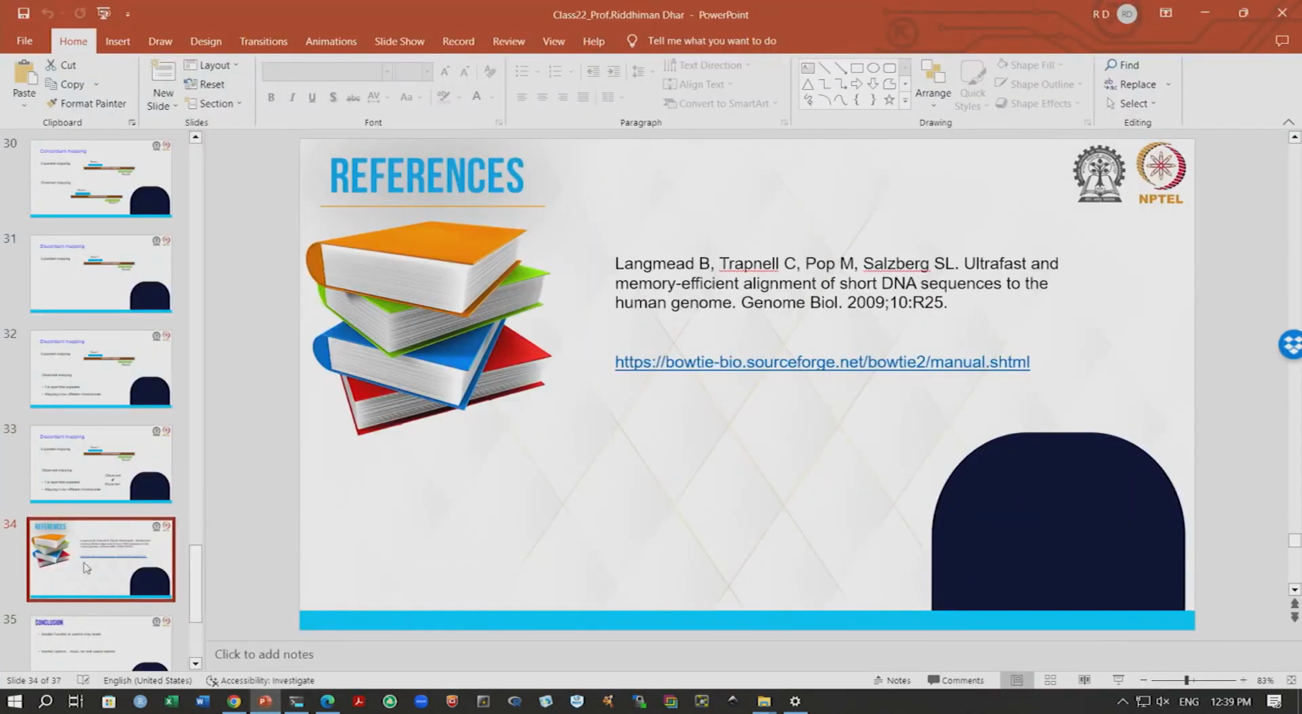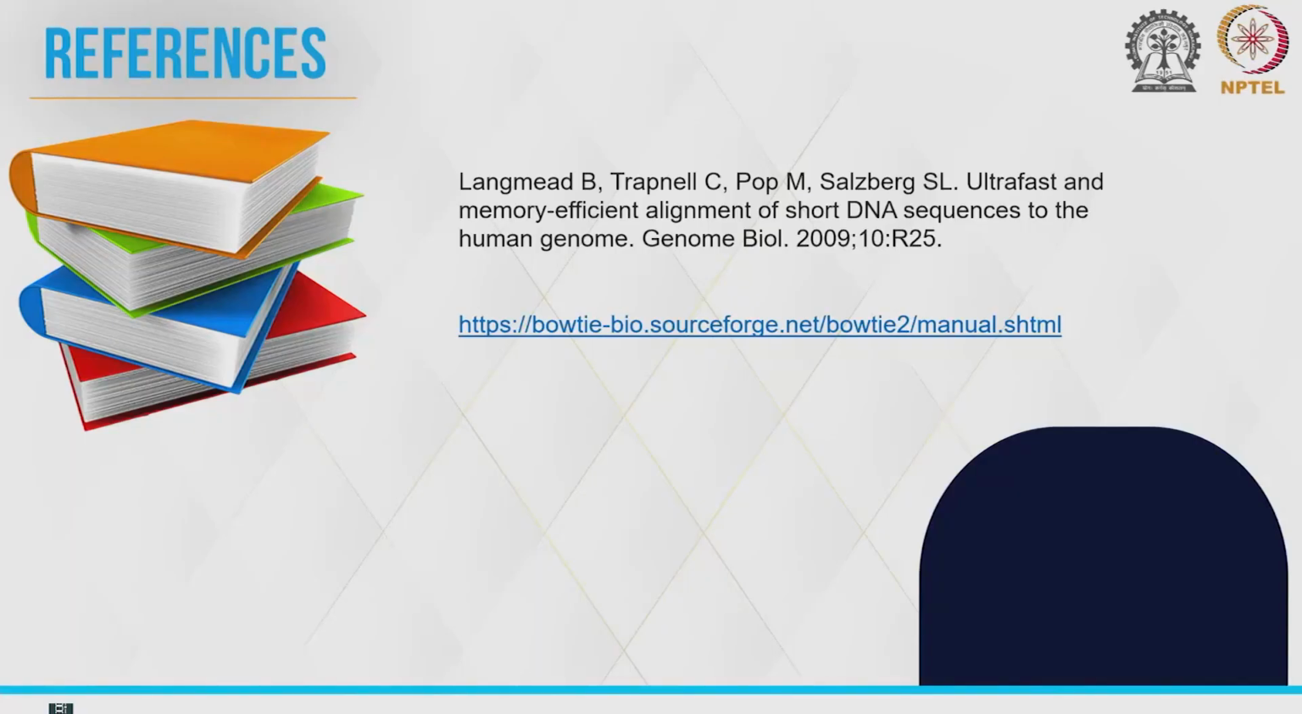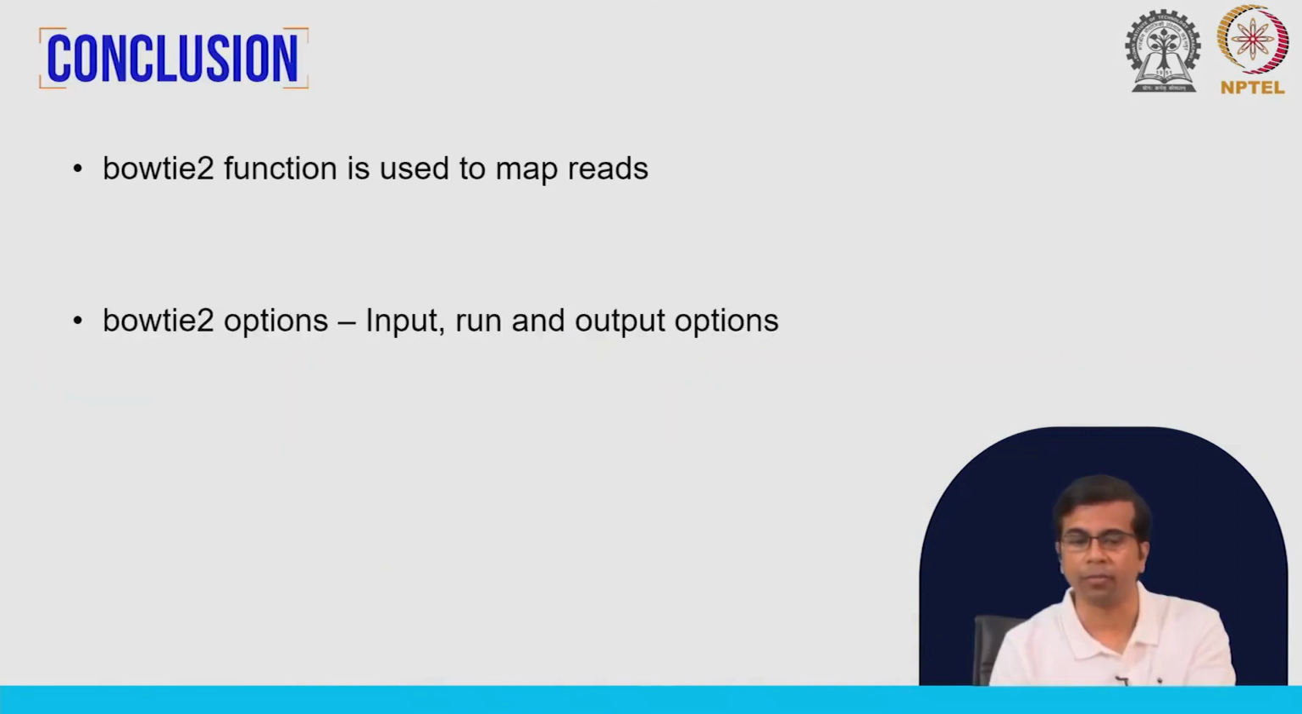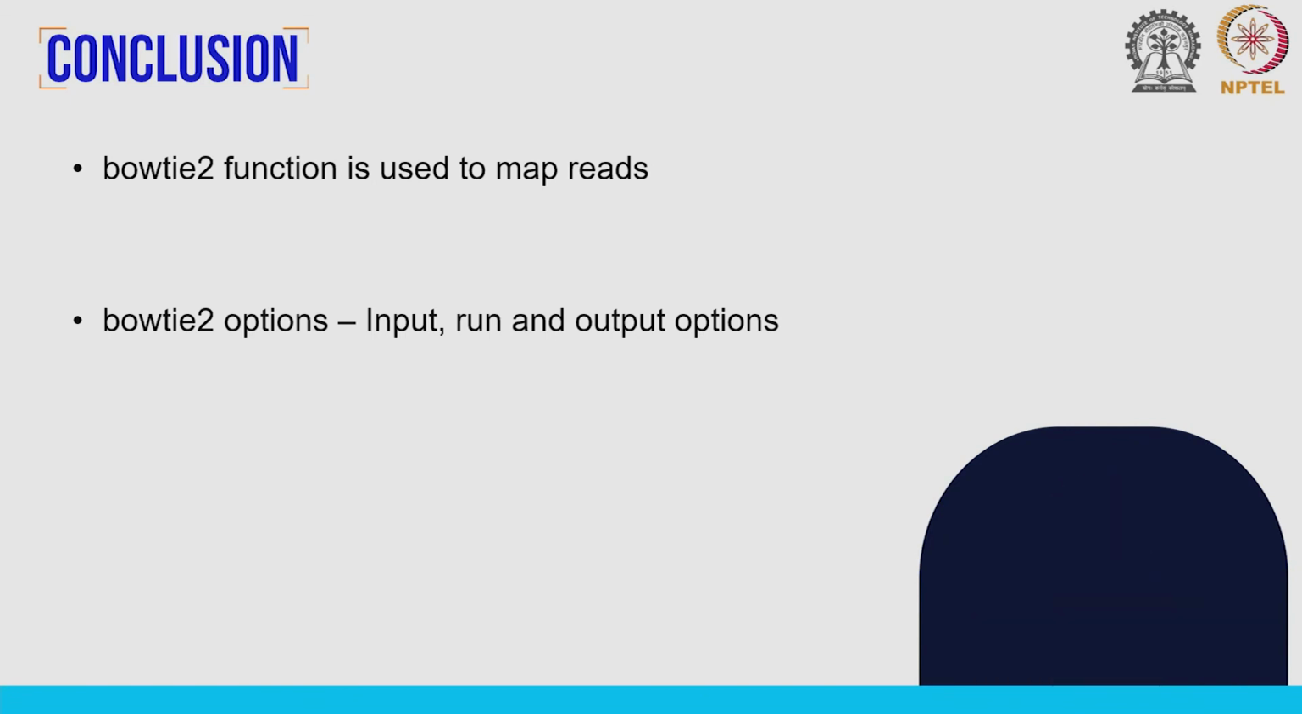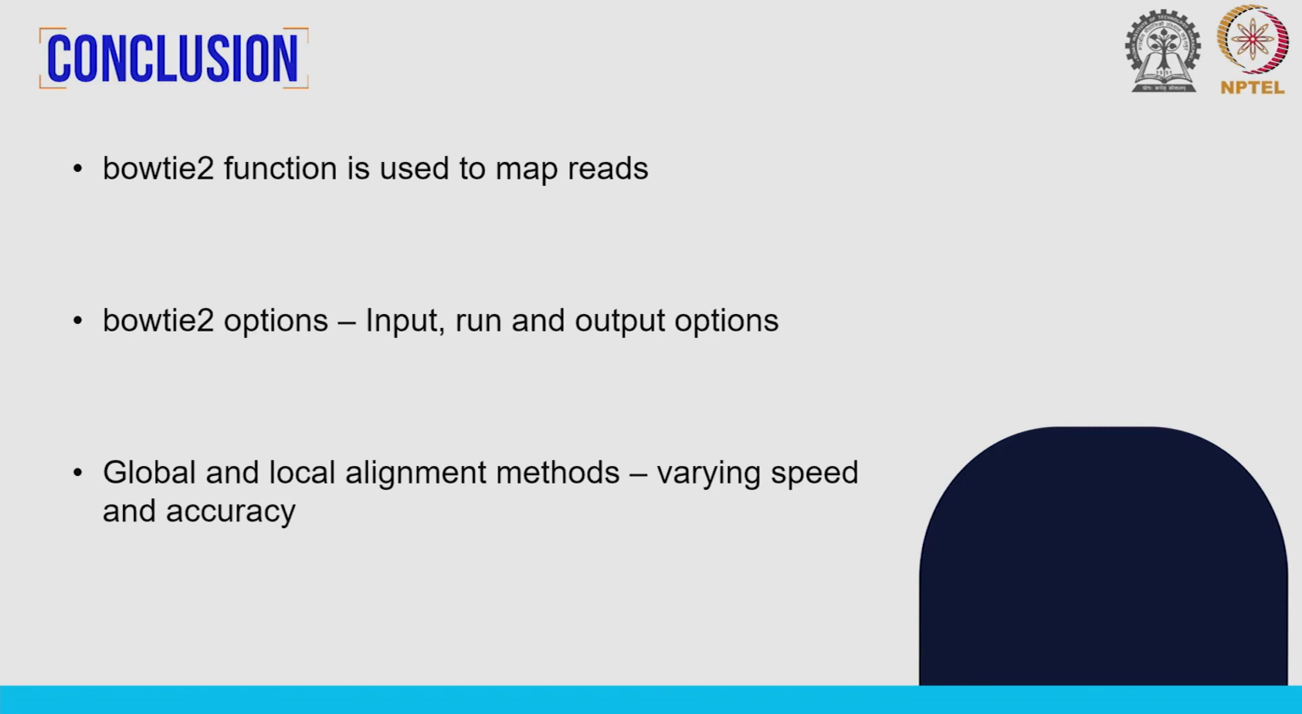Okay. So, here are the references, the resources that we have used, and finally, to conclude. We have used the Bowtie2 function to map reads, and we have discussed these options in a lot of detail, but as we go along we will understand the utility of these options a bit more. We have also talked about global and local alignment methods, and they have varying speed and accuracy. Again, we can implement them in the subsequent classes, and that is it for today. Thank you.